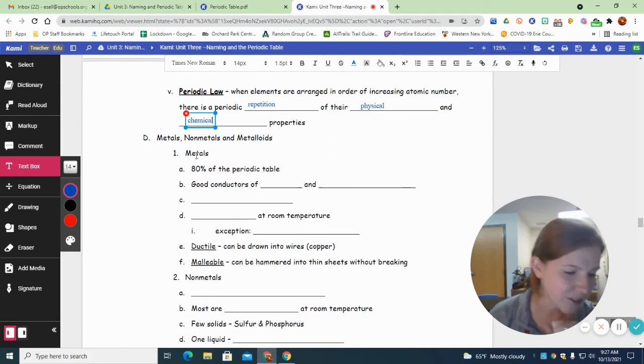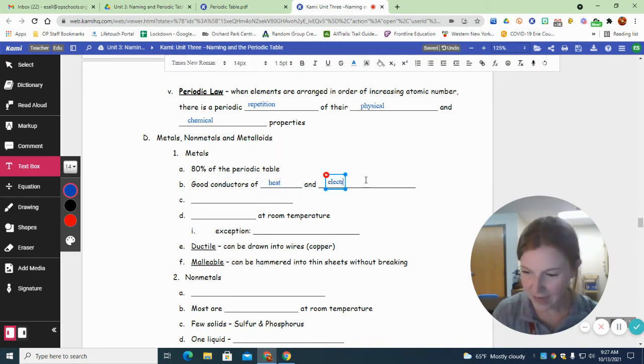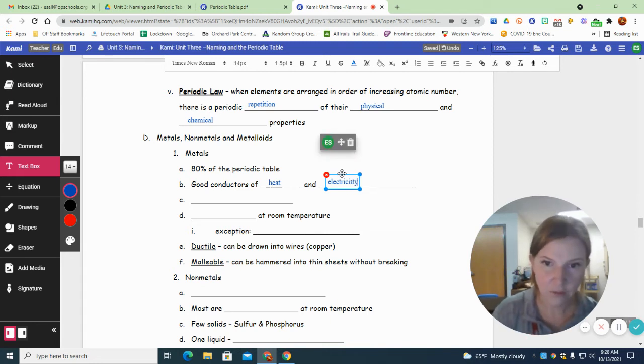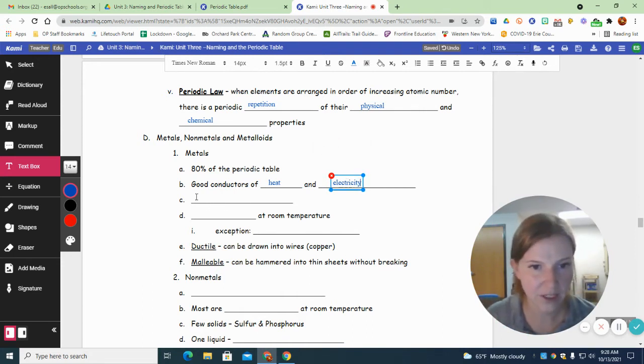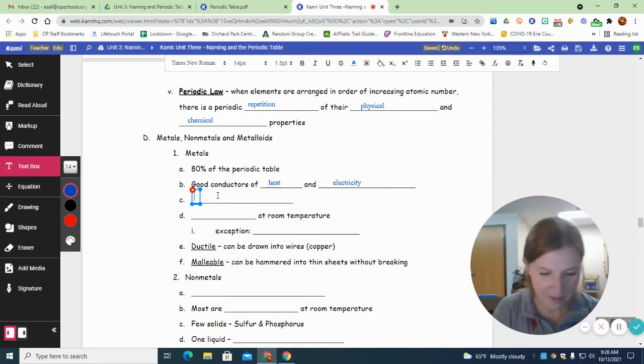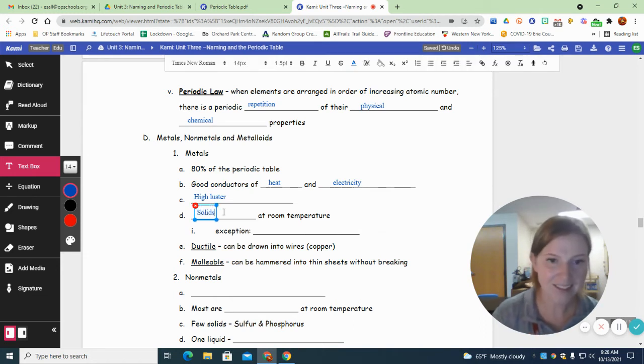So let's talk about metals a little bit more. Metals account for 80% of the periodic table. They are good conductors of heat and electricity. It has to do with the fact that their electrons can move around easily. And when you can get electrons all flowing in the same direction, they can carry electrical charge and current. They have high luster. Remember, the word luster means very shiny, typically speaking. They are solids at room temperature.